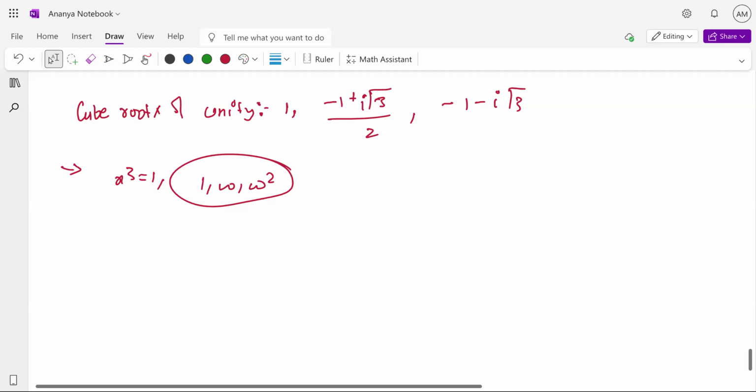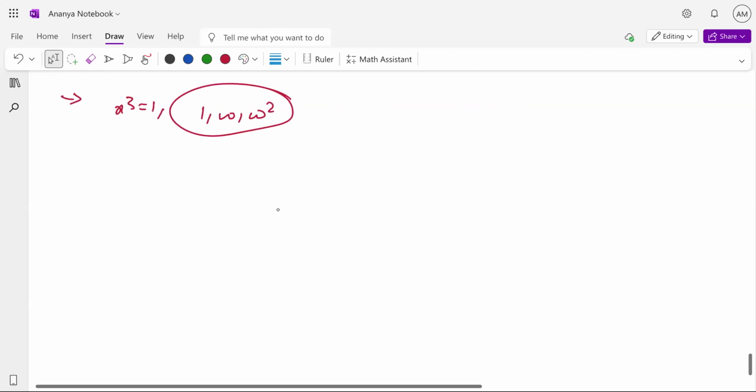Now I'll discuss the polar form of the cube root of unity. What is the polar form? It means writing in terms of cos and sine. Yes, exactly, writing in terms of cos and sine. So how can I write one in terms of cos and sine?